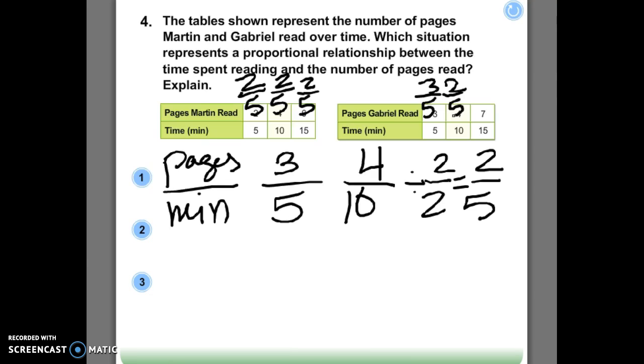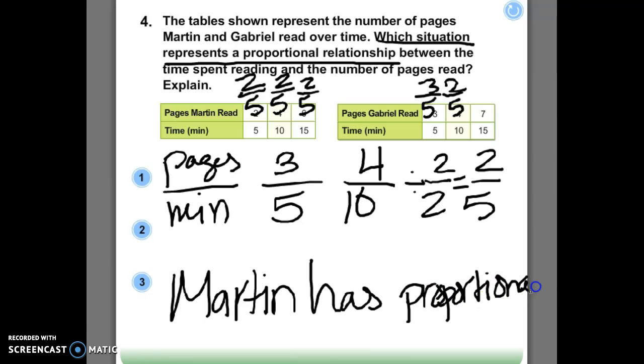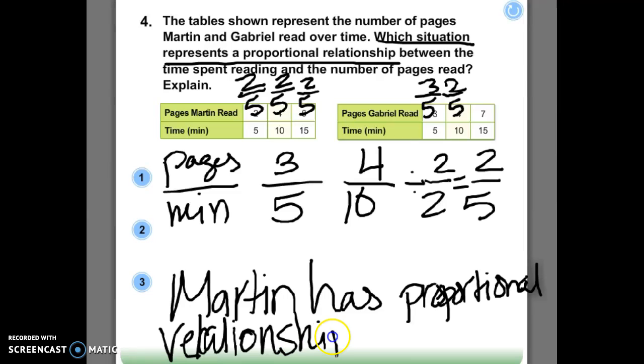So I need to go back to my original question. It says, which situation represents a proportional relationship? Martin has a proportional relationship because he reads at 2 pages per 5 minutes.